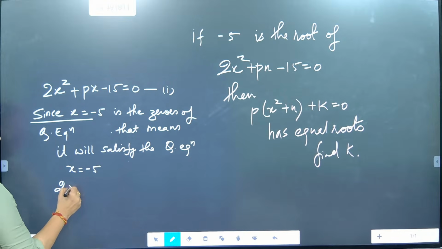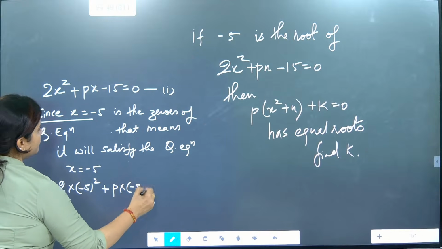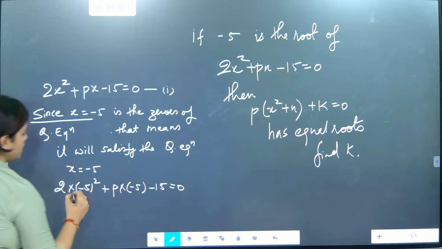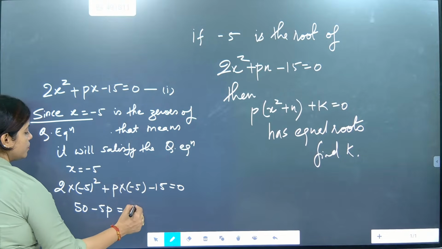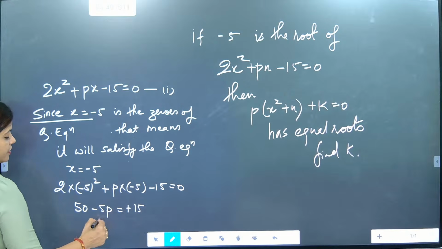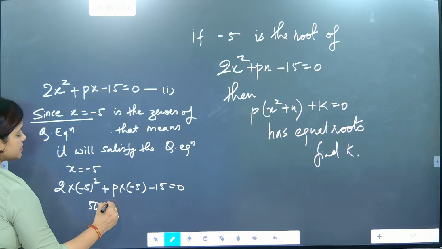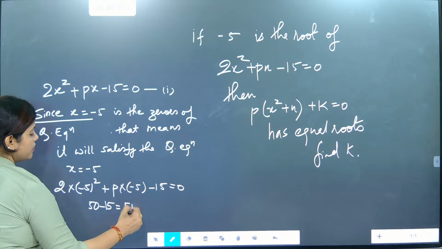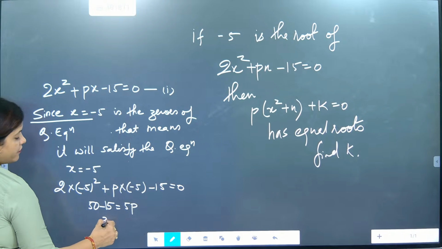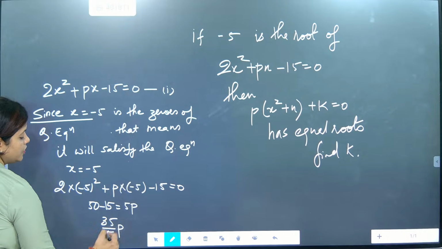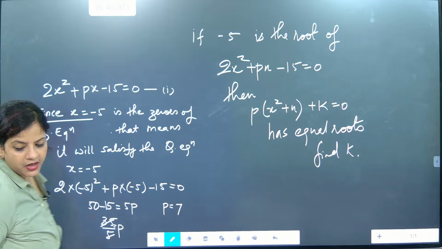So it will become 2 into minus 5 whole square plus p into minus 5 minus 15 equal to 0. Now 25 into 2 is 50, minus 5p minus 15 equal to 0. So 50 minus 15 equal to 5p. How much is it coming? 35 by 5 is equal to p. So p is coming as 7. This is the p value.